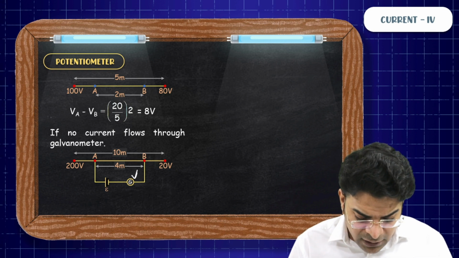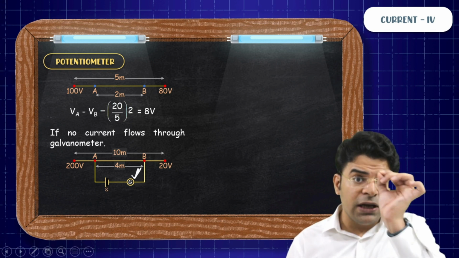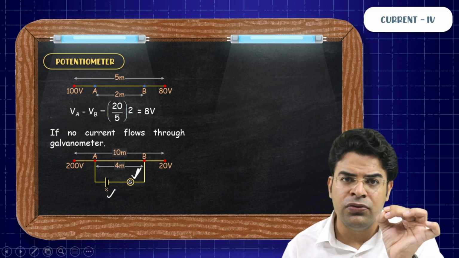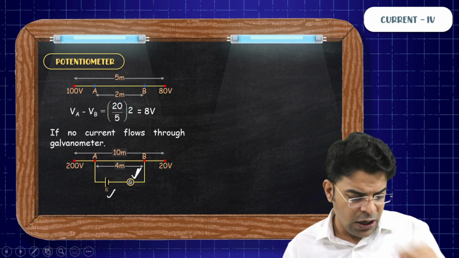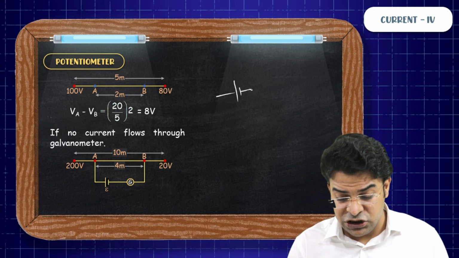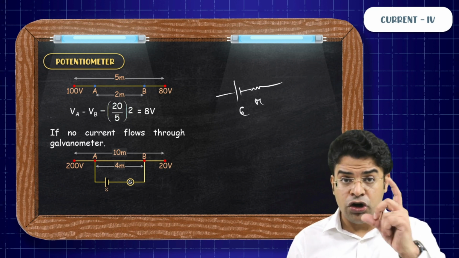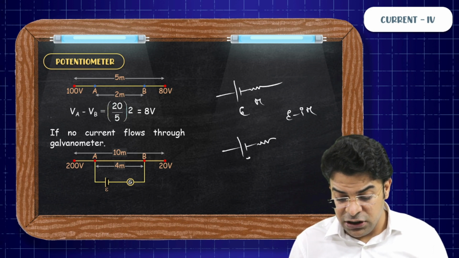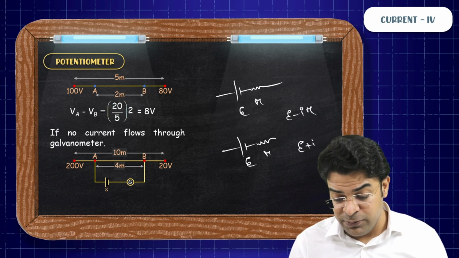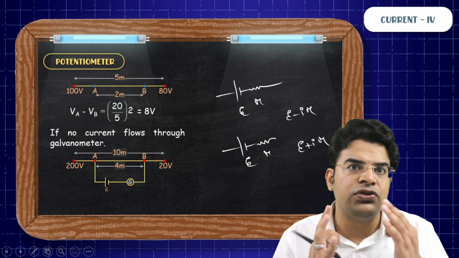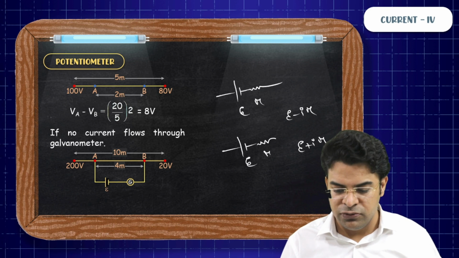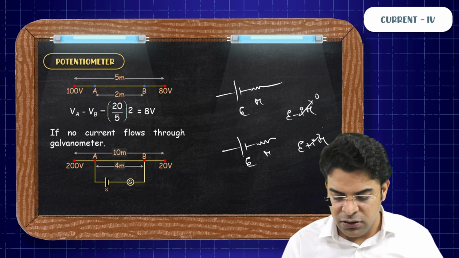If no current flows through the galvanometer and this cell are in series, tell me what will be the current through the cell? So 0. Now, when a cell gets discharged, the potential drop across it is E minus IR. When the cell gets charged, then the potential drop across it is E plus IR. But when no current flows through the cell, what is the potential drop across the cell? So just substitute I equals 0 here or here.